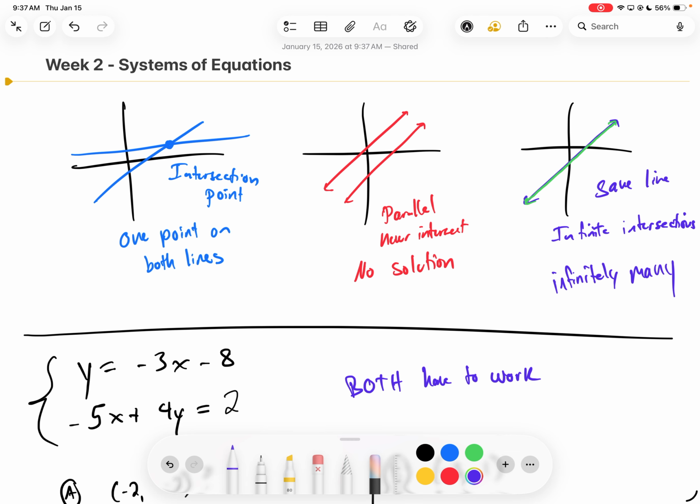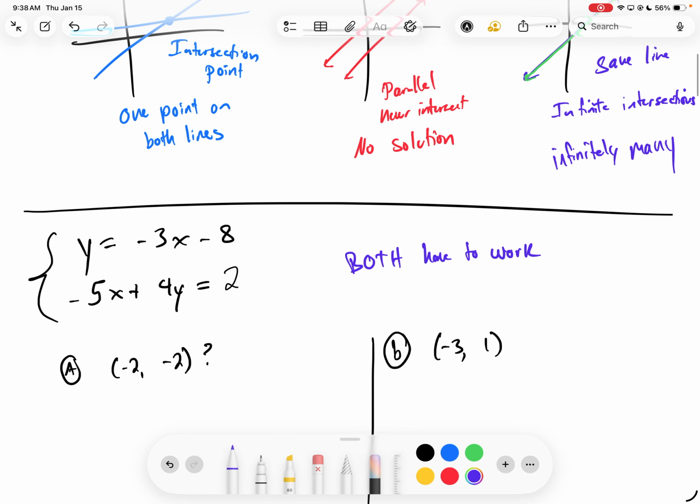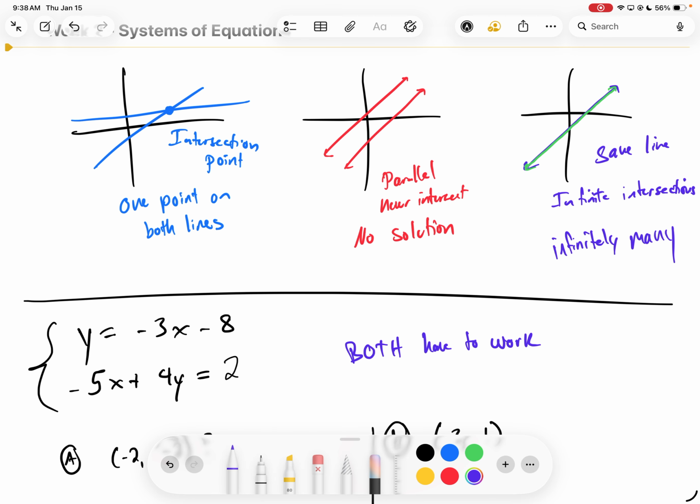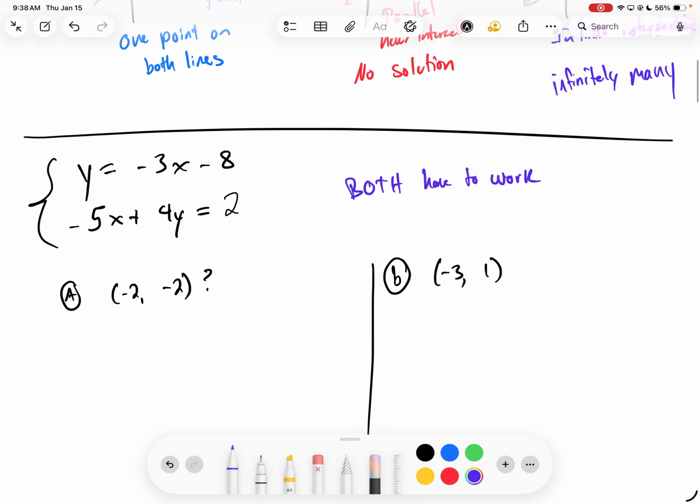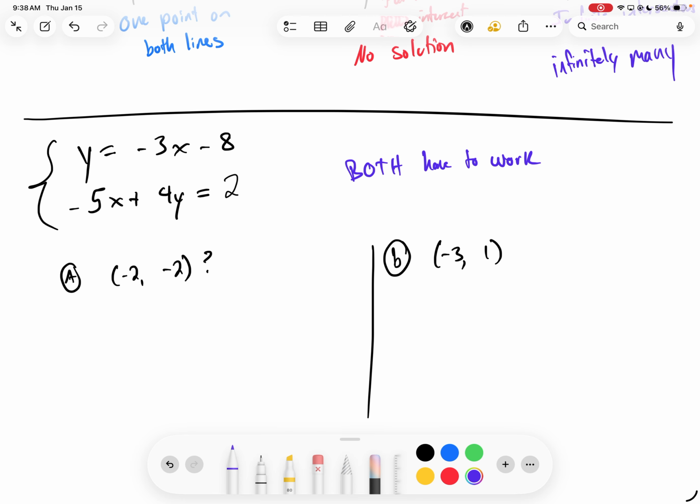So the answer they have is infinitely many, because any point that works on one line is going to work on the other line. And it creates an infinite amount because you can do all the fractions and all that kind of thing. So it is possible that you don't recognize that you have the same line when you're working these, and then the answer is infinitely many. But we'll go through those weird scenarios. So just remember, as we're going through these, that you are looking for the intersection point.